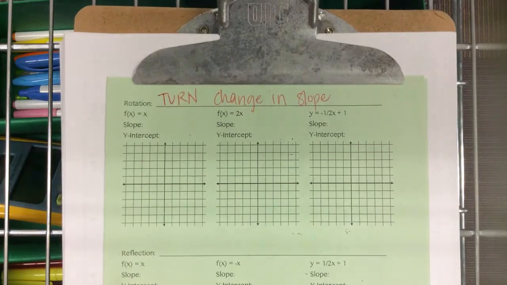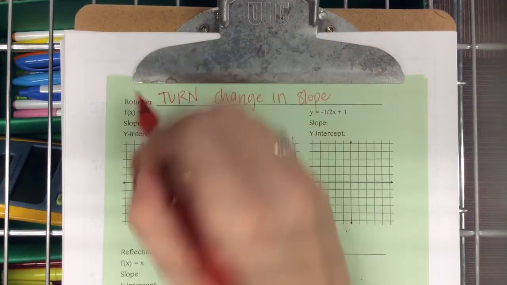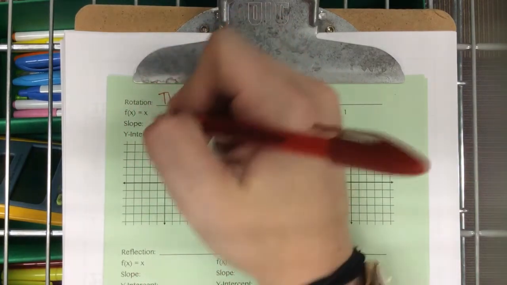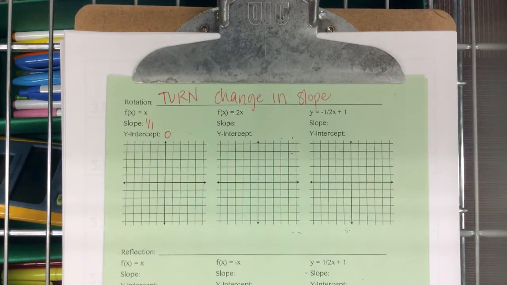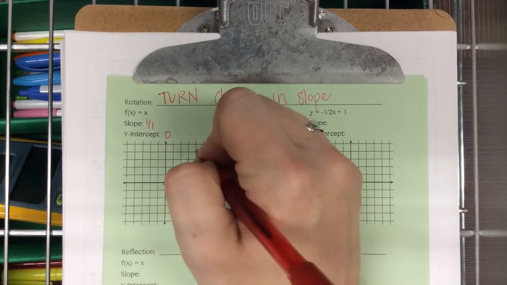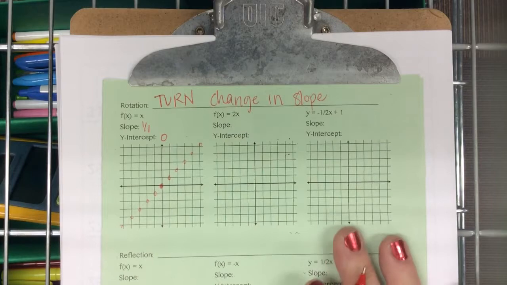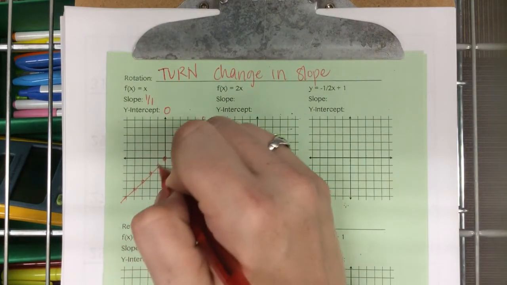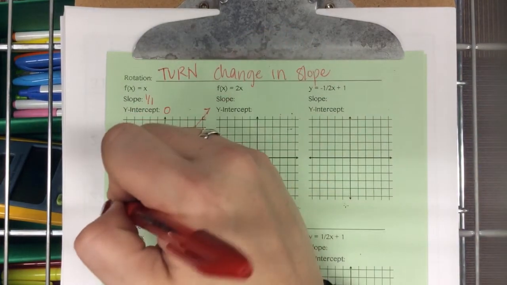Change in slope. So again, let's start off with our parent function. I know it's the parent function because it's f of x equals x, right? So my slope is 1 over 1 and my intercept is 0. That's my parent function. It's the very beginning, the basics. You should be able to graph the parent function really without a whole lot of counting by the end of this lesson. It's always the same.